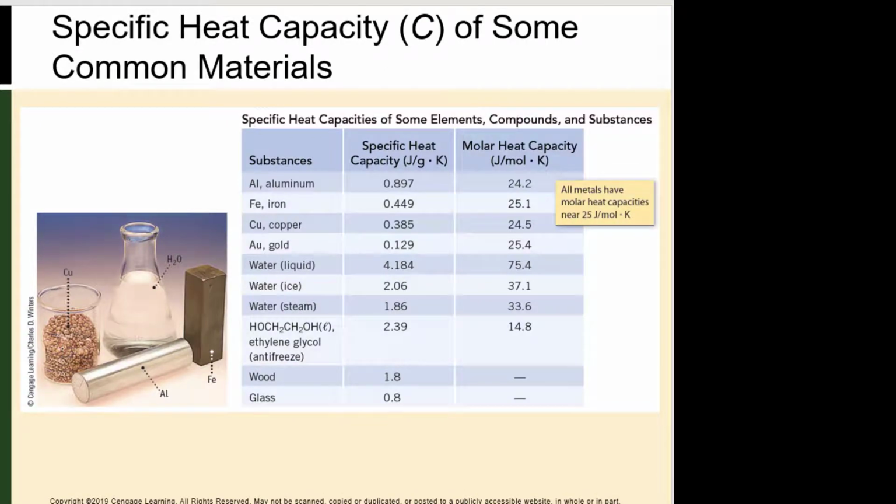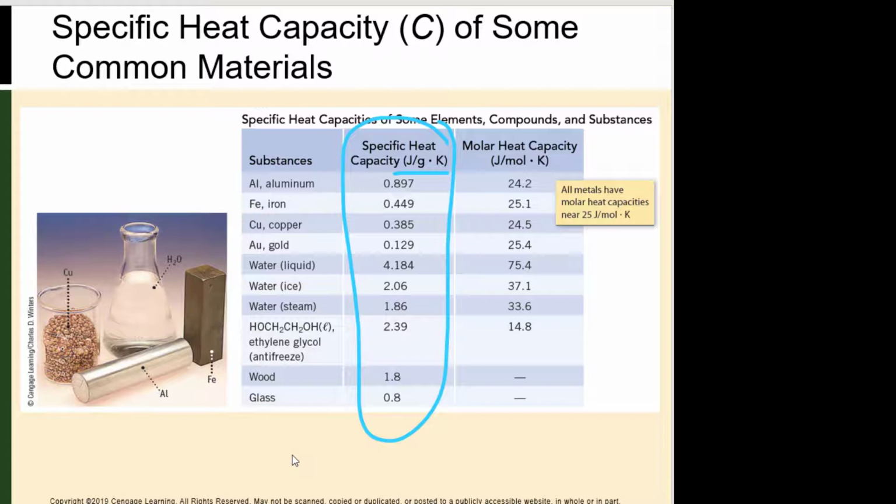Here are some specific heat capacities of common materials, so things that we'll be using. In our chemistry class, we really focus on the specific heat capacity that's in joules per gram Kelvin, or joules per gram degree Celsius. There are molar heat capacities, which is looking at the amount of energy transferred as heat in raising the temperature of 1 mole of a substance by 1 Kelvin. We will not be using that as much.